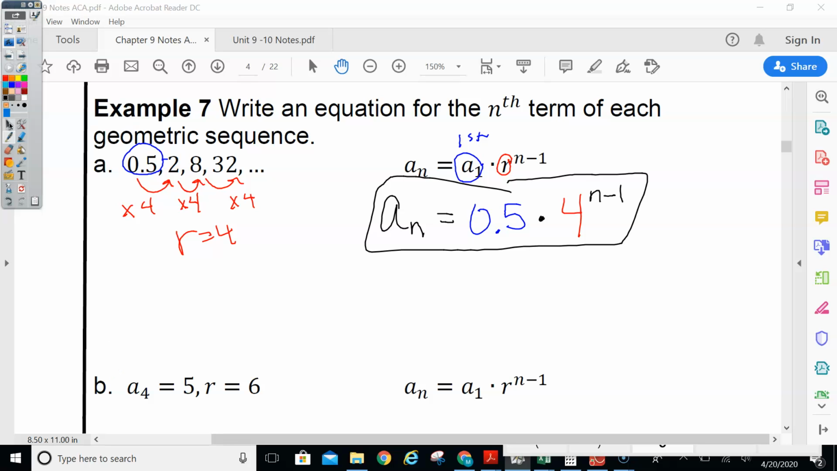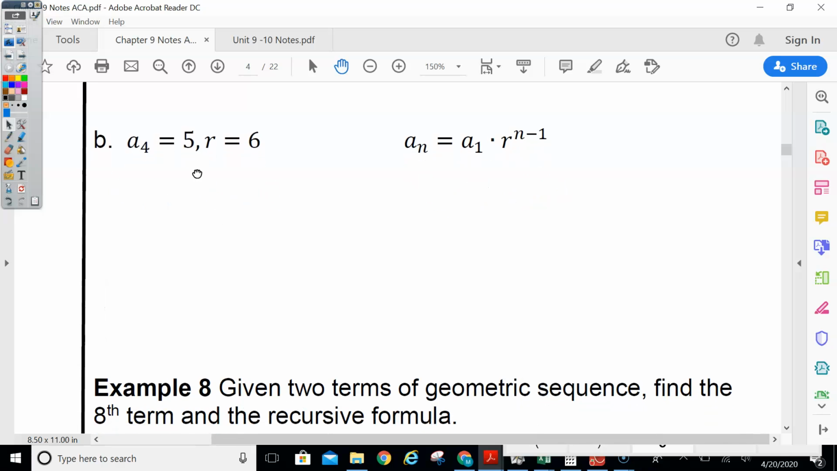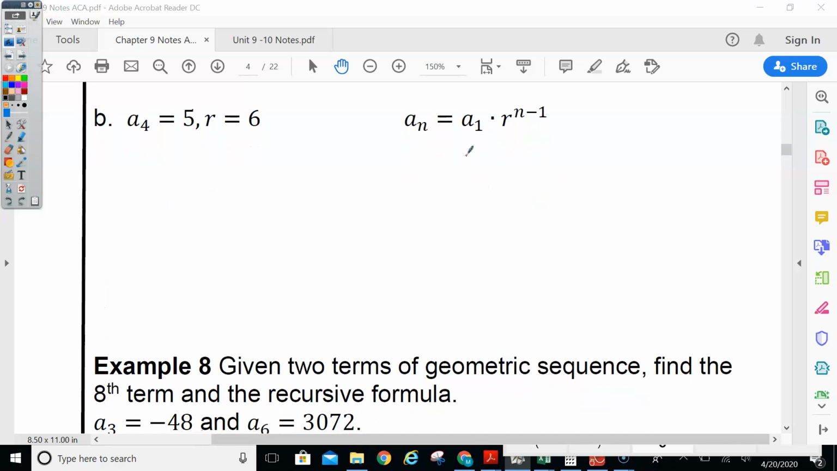All right, the last one, B wants the same thing. It gives us R this time. So A sub n equals, it tells us that R is 6, but it doesn't tell us what the first term is. So I'm going to leave 6 to the n minus 1 up here. I need to find the first one. They give me the 4th one.